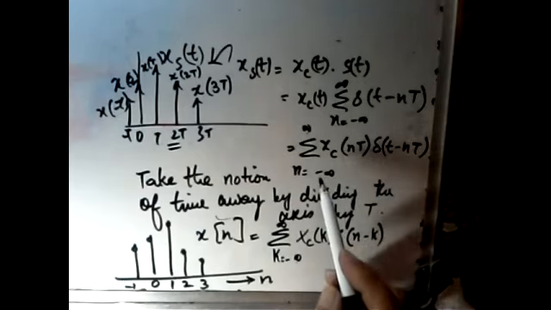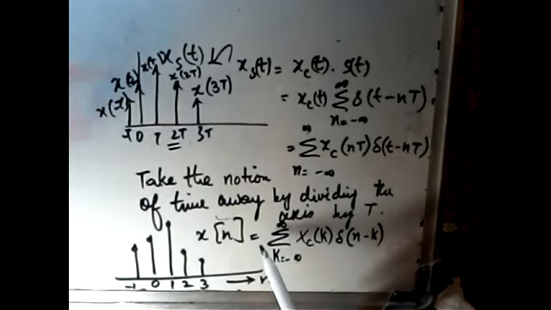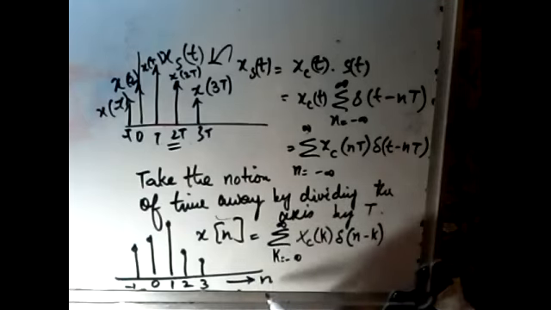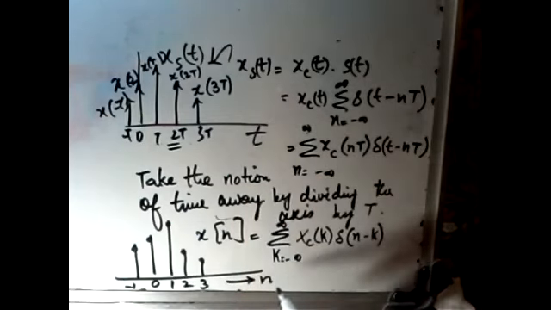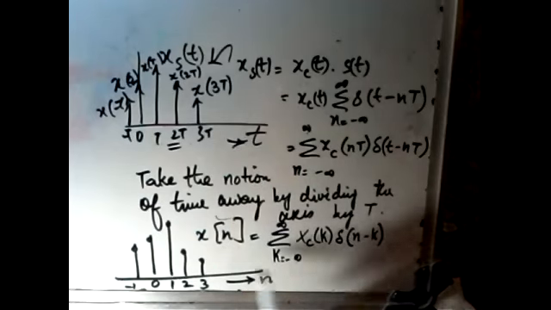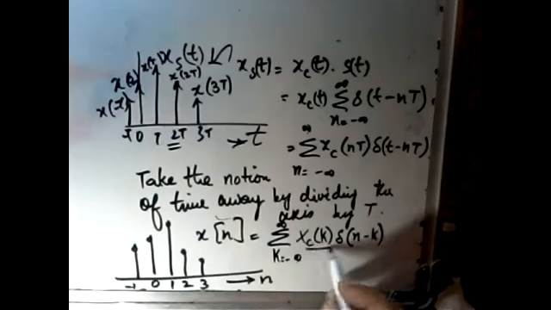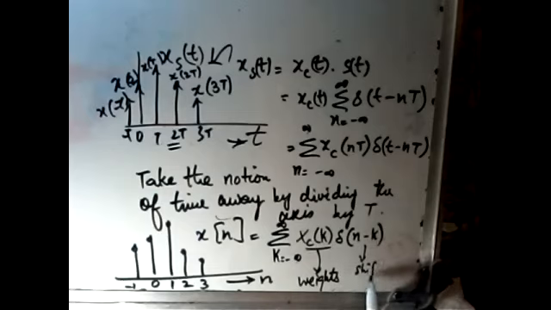So that's why you have k here, you have n minus k here, and overall, because instead of t, now you have n in the time axis, what you get as x of n is a sum of weighted, these are the weights, and these are the shifted impulses.